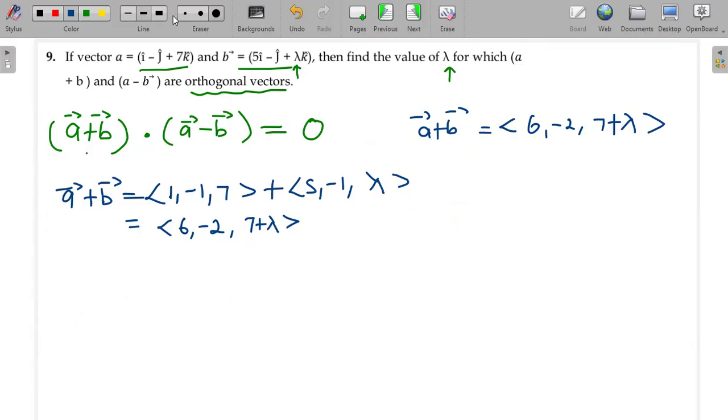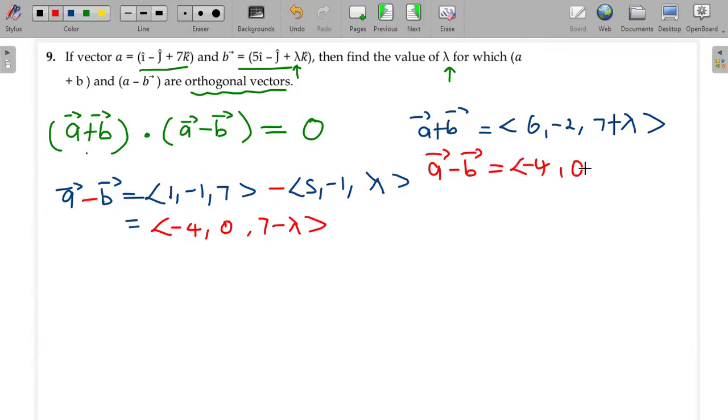So now let's find A minus B. I'm just going to erase what I have there. Now I'm dealing with the negative. So 1 minus the 5, that will be minus 4, minus 1 minus minus 1, that will be 0. And then 7 minus lambda. So that one is our A minus B: minus 4, 0, 7 minus lambda.